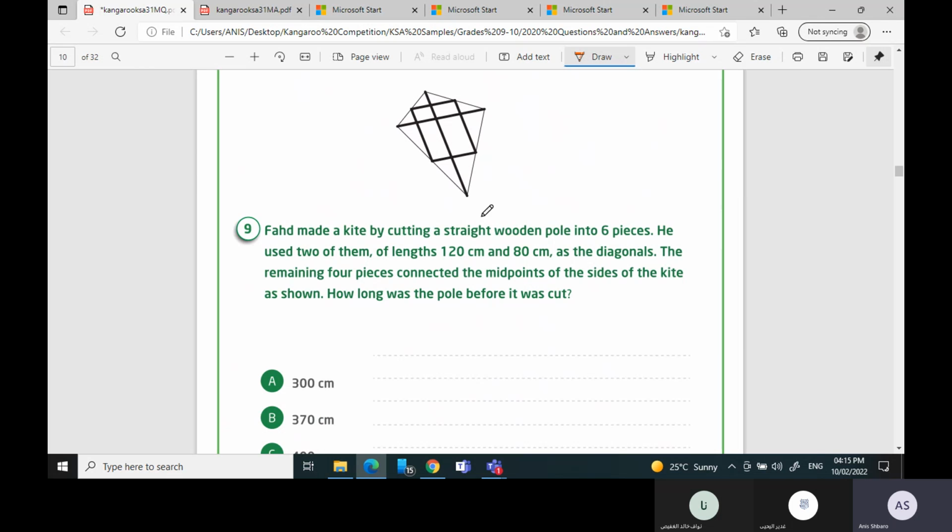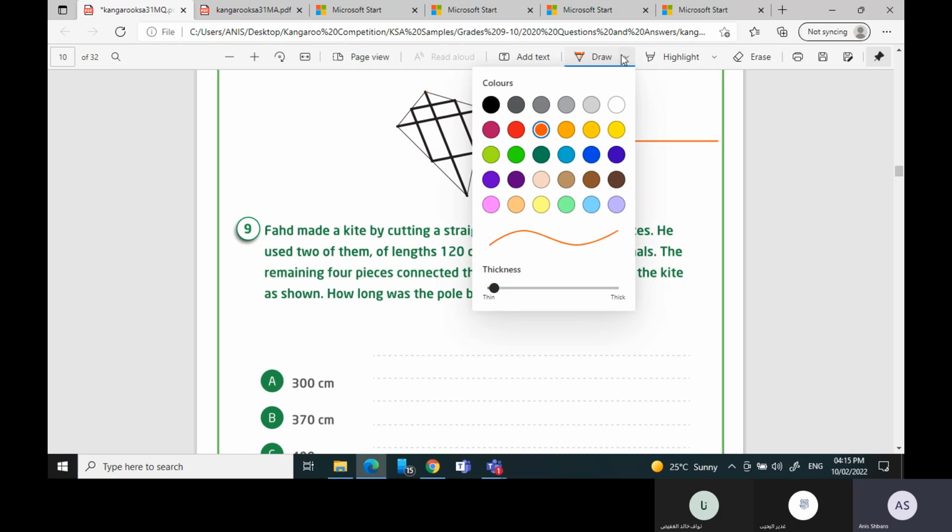Fahd made a kite by cutting a straight wooden pole into 6 pieces. Okay, so he had one big pole. He cut that pole into 6 pieces. Now he used two of them, of length 120 and 80 centimeters, as the diagonals. Of course, the diagonals of the kite, we can easily see them. It's one over here and the other is over here.